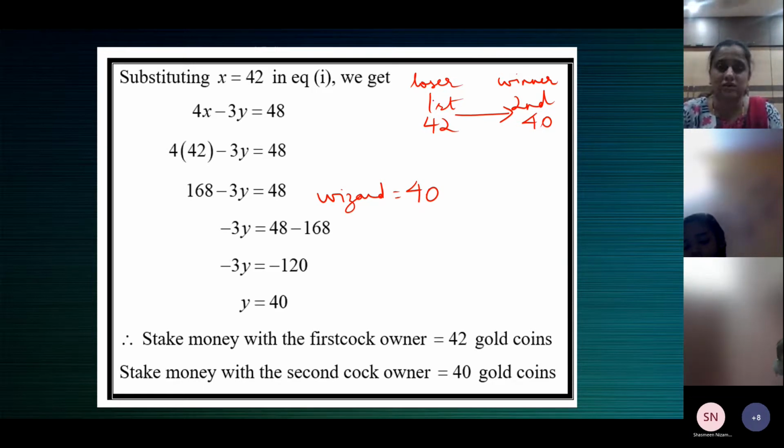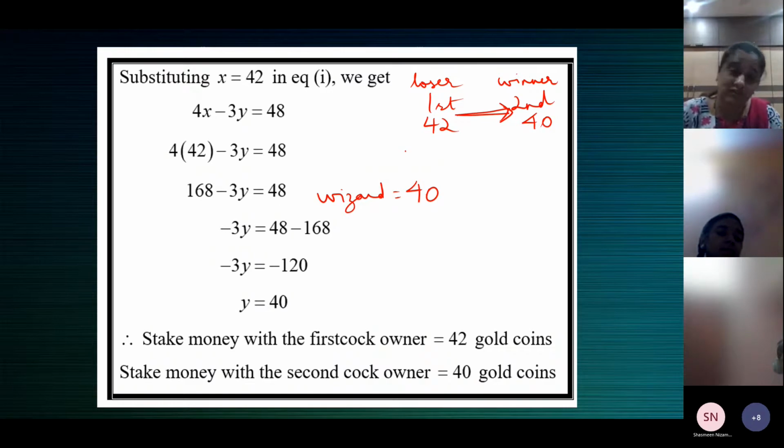Okay, now he's the loser. The first one is a loser. He's given all his money to the winner. He has nothing. The wizard is going to give him now. The wizard will get from the winner and pay the loser. So the second one, who's the winner, gives him 40 gold coins. The winner will get from the loser. He'll get 42 gold coins from the loser.